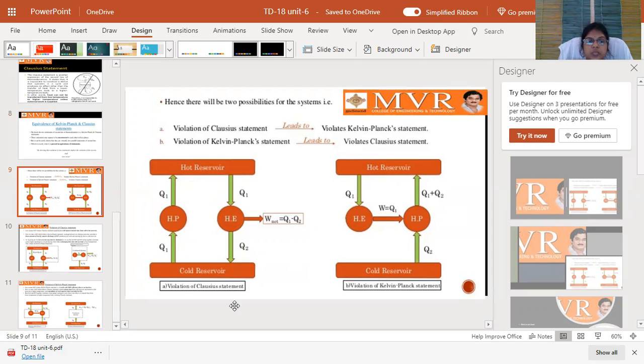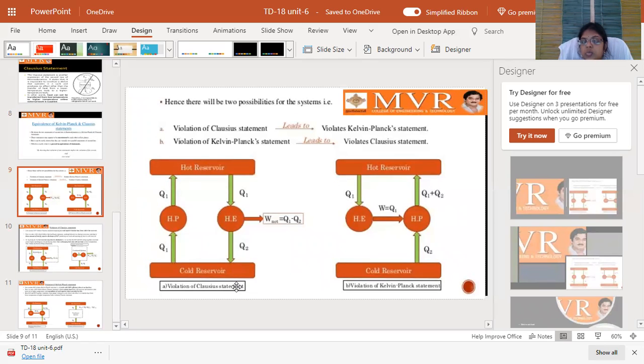What is the violation of the Clausius statement? Without supply of work, heat transfer from lower to higher temperature does not take place. It is not possible. For example, if you do not give any power supply to the motor, is it possible to pump water to the water tank? It is not possible. If you supply the power, it transfers the water from one state to the other. So it is possible only when we supply electric power.